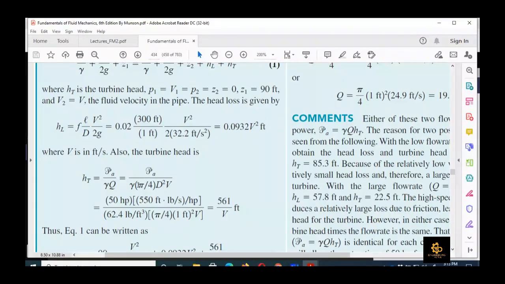So volumetric flow rate is equal to velocity times cross-sectional area. Cross-sectional area is pi by 4 D squared, and gamma was given as 62.4 pounds per foot cubed in the British system. Power is given in horsepower, so we need to convert it into foot-pound per second. So HT also comes in terms of velocity, because velocity is involved in the denominator.